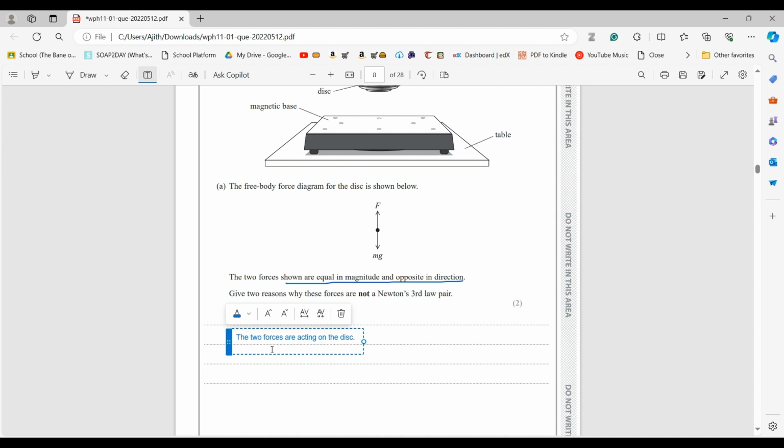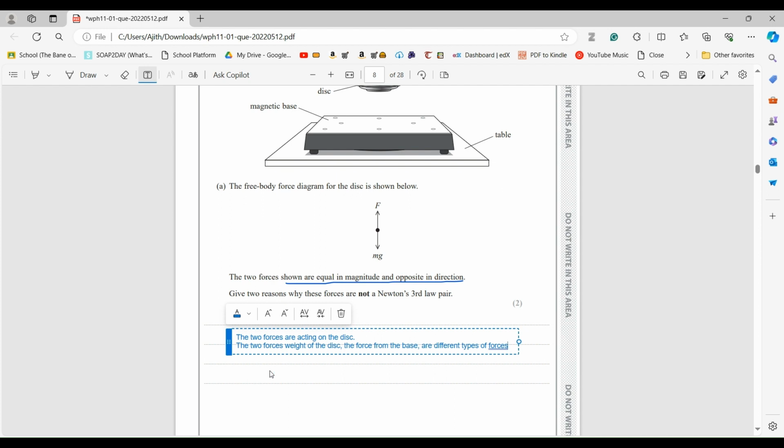The third condition is that these two forces should be the same type of force. Now the two forces we are considering here are the weight of the disk and the force from the base. Both these forces are different types of forces, so these cannot be a Newton's third law pair. So that's why these two forces are not a Newton's third law pair.